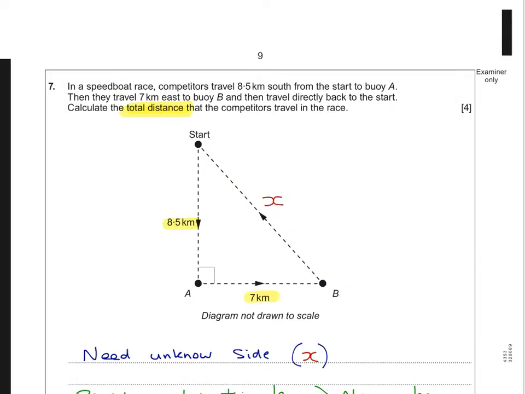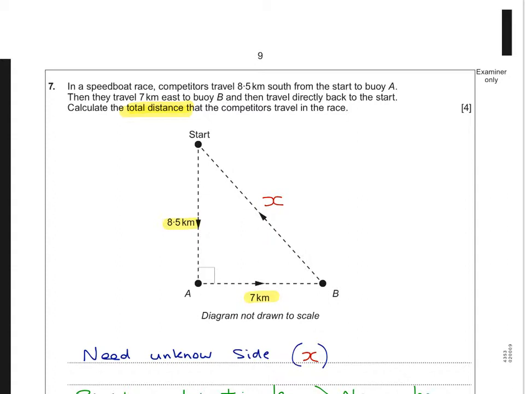You know it's Pythagoras because we've got a right angle triangle where we know sides and there's no mention of angles. So we know it's Pythagoras. And we're trying to find the length. Actually, we're trying to find the total distance. To find the total distance, we need all the numbers, don't we? So we need to find the missing distance here.